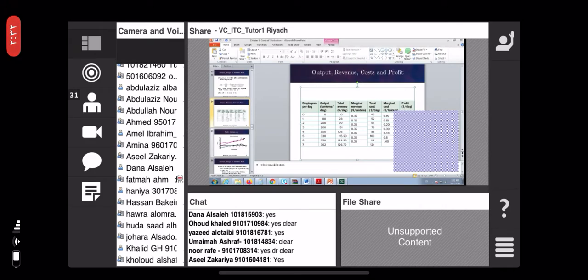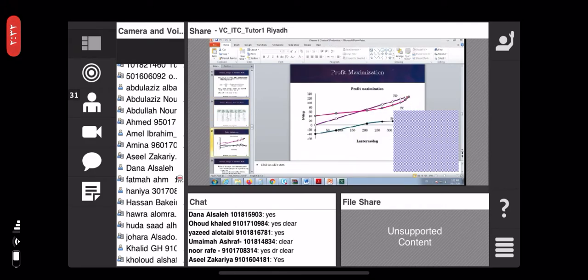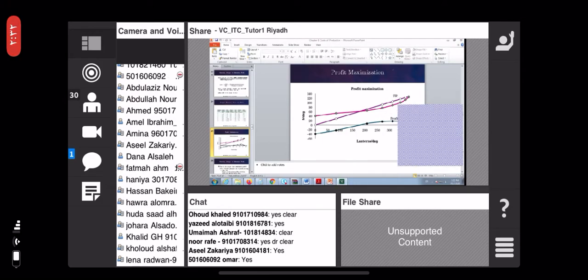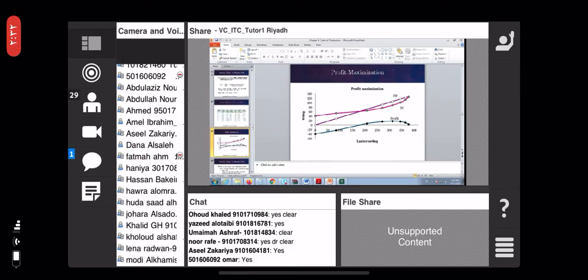This is an explanation for the scale in the chart. This is the curve of total cost. This is the curve of total revenue. This is the curve of profits. Okay. Where is the highest profit? This is the curve of profit, in here, in this point.